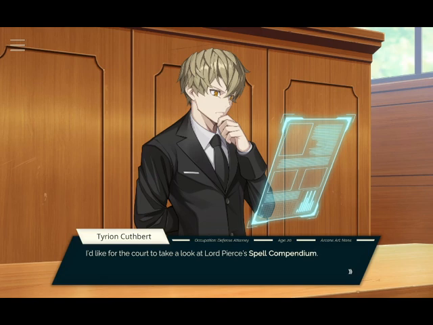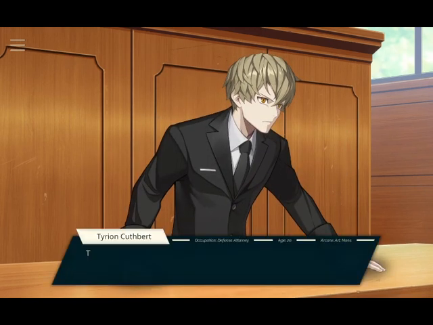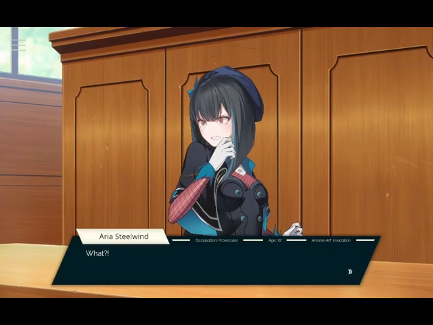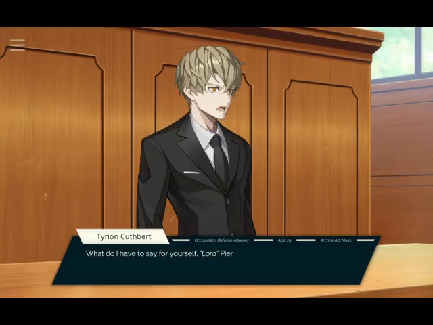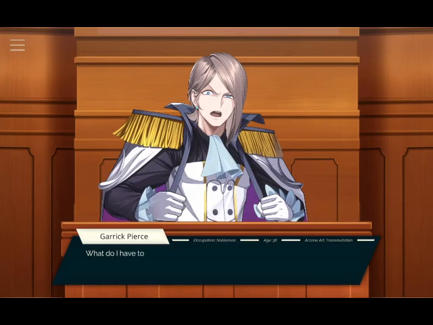I'd like for the court record to take a look at Lord Pierce's spell compendium. Garrick Pierce knows a seemingly insignificant spell called Wild Shape. With it, he can control a body of water and shape it into any complex shape he wants. Then he can freeze that liquid, maintaining its current shape. A shape like a sword. What? Now, is it possible that he... What do you have to say for yourself, Lord Pierce? What do I have to say?